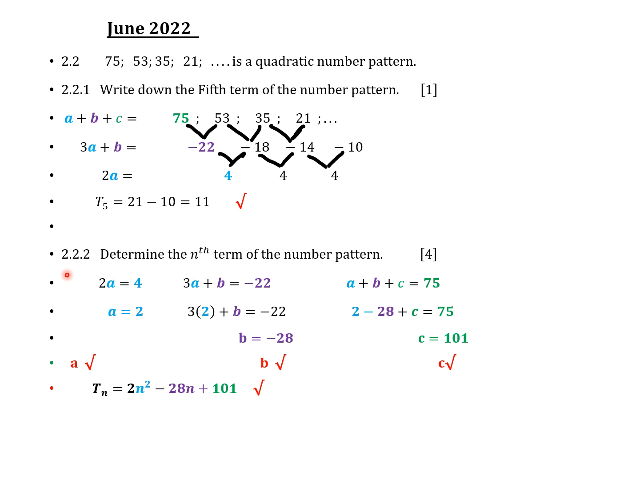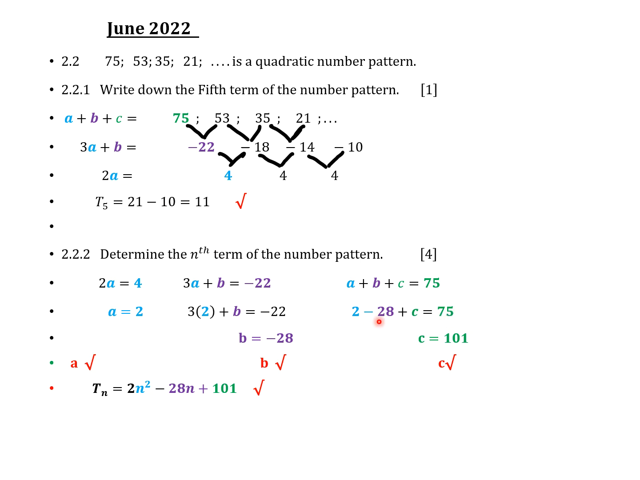Right, 2.2.2, determine the nth term of the number pattern. So 2a equals 4, 3a plus b equals negative 22, a plus b plus c equals 75. So 2a equals 4, 4 divided by 2, a equals 2. 3 times 2 gives me 6, plus b equals negative 22. If I take 6 over, positive 6 becomes negative 6. That gives me negative 28. So now a is 2, b is negative 28, c is 75.